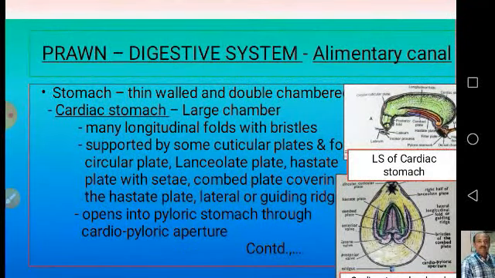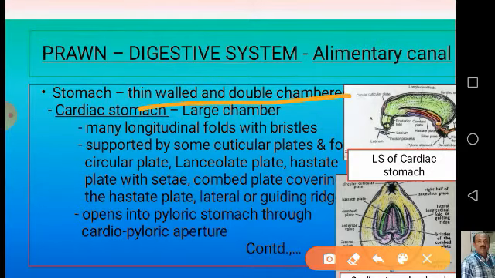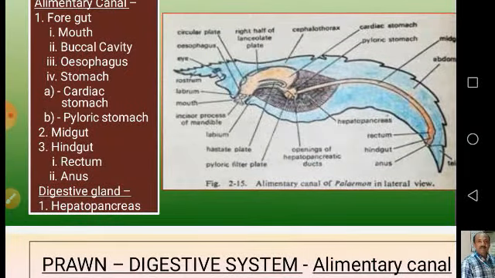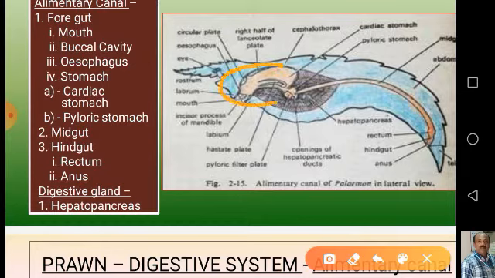Now let us continue to the stomach. The stomach is thin walled and double chambered. It occupies most of the cephalothoracic cavity. In the earlier figure, you can see the stomach occupies this much, from here to here. Almost half of the cephalothoracic region is occupied by the stomach.